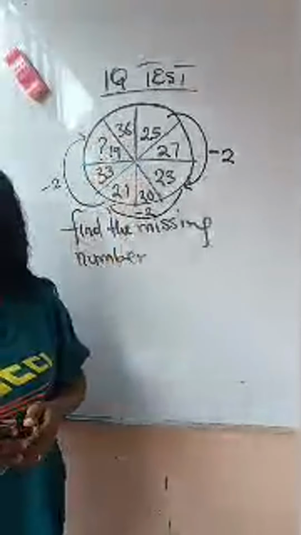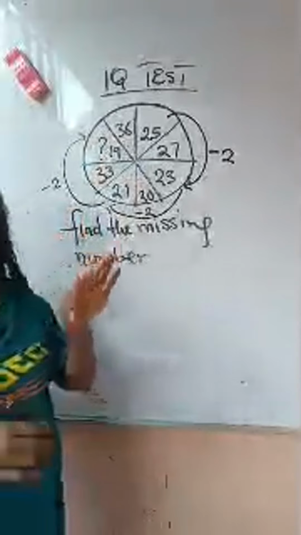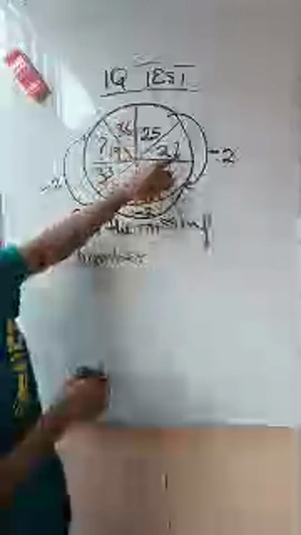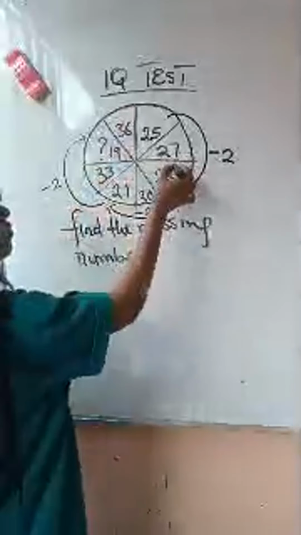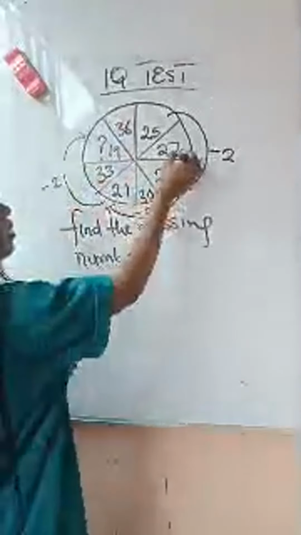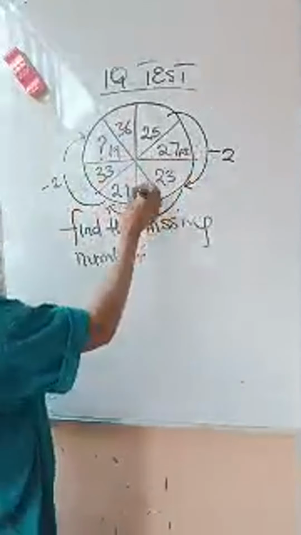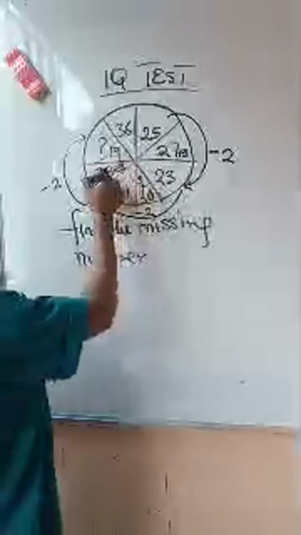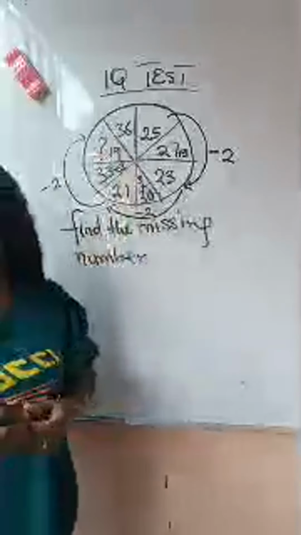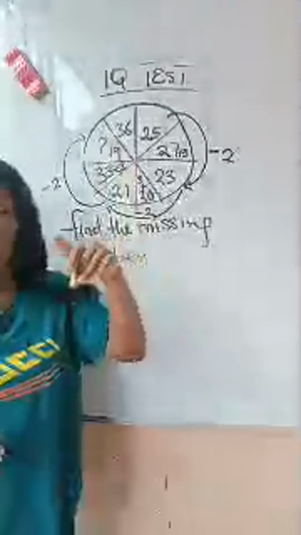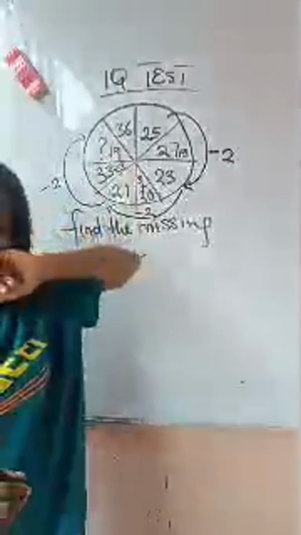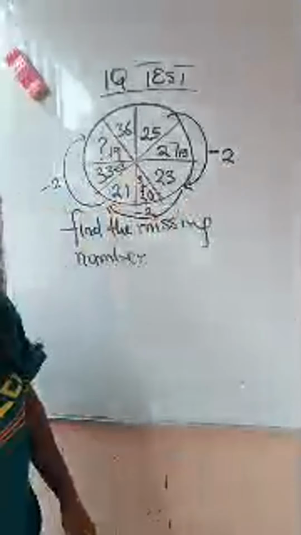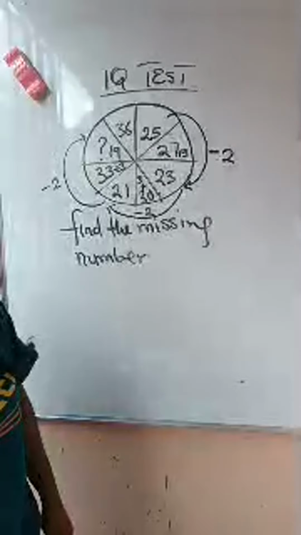Now let's try to get the second pattern. Now the second pattern is for this 27 and 30. When you add 3 to 27, you get 30. When you add 3 to 30, you get 33. And when you add 3 to 33, you get 36. So we have two patterns here. But the one we are looking for falls with the first pattern, which is why the answer is 27.